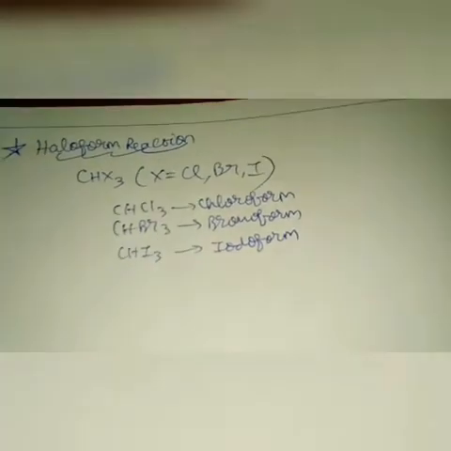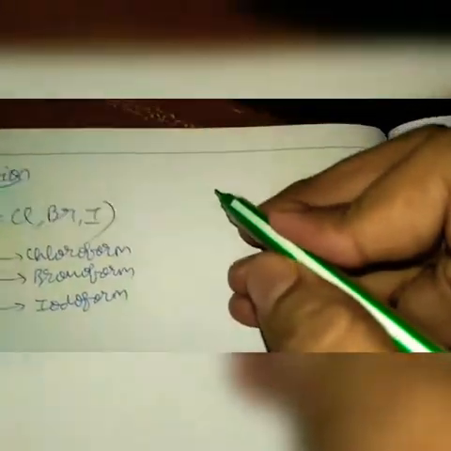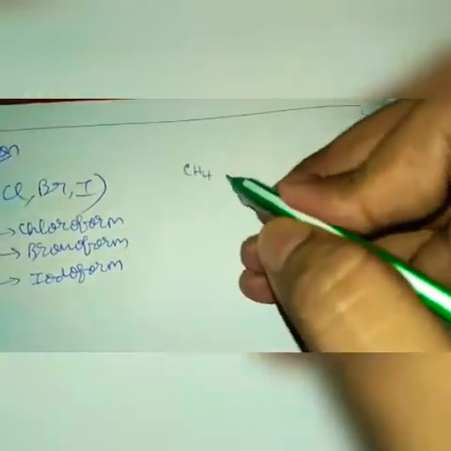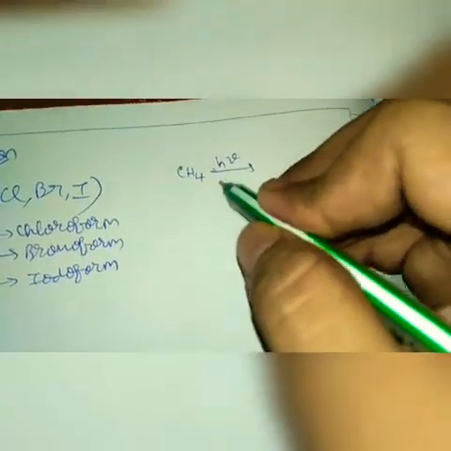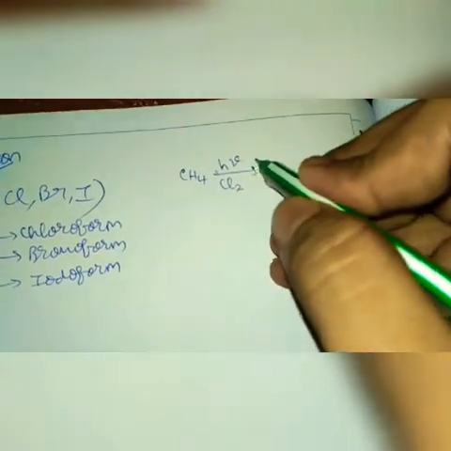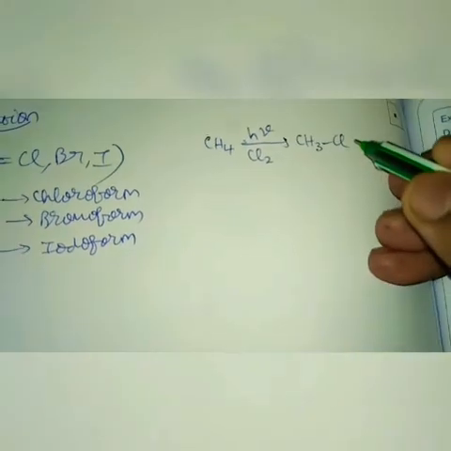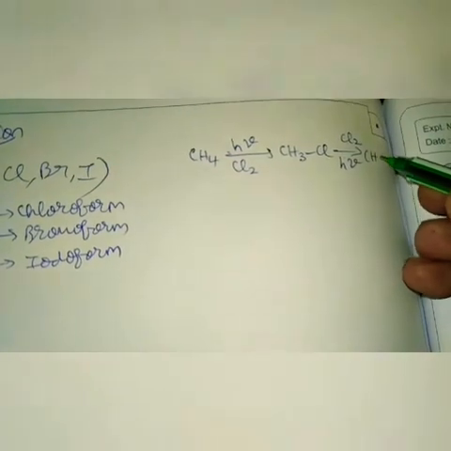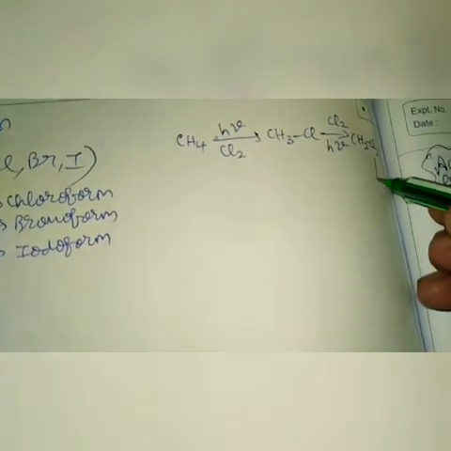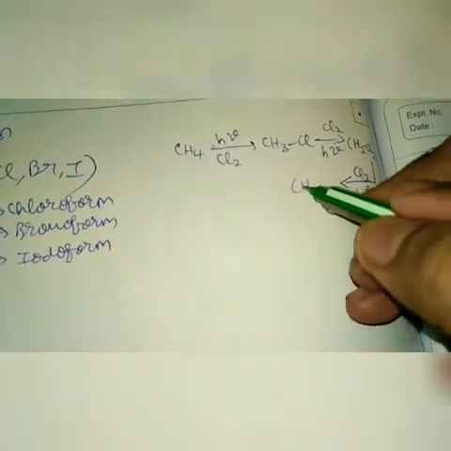So basically, these haloforms can be prepared using a free radical halogenation. I'll tell in short. When you take an alkane, this is methane, in the presence of H nu, and you add Cl2 to it, you will get CH3Cl. So one more Cl2 you have to add because of H nu, you will get CH2Cl2, and one more Cl2 with H nu to get CHCl3.